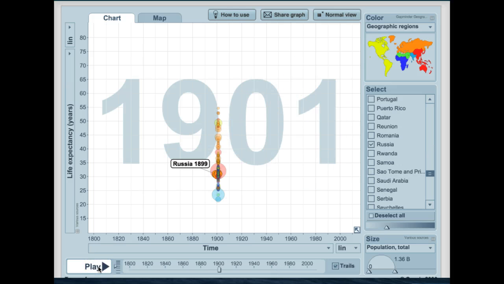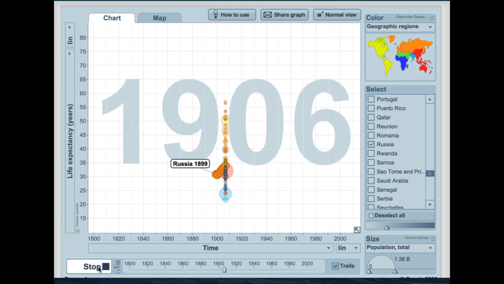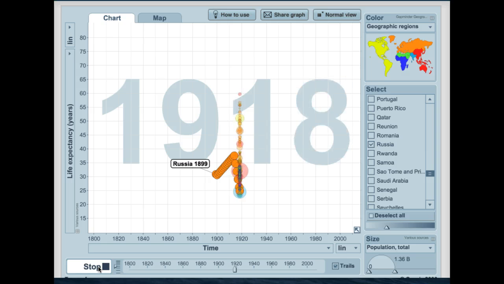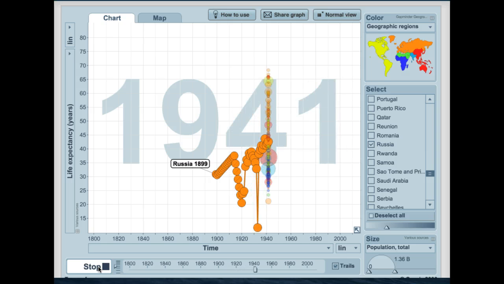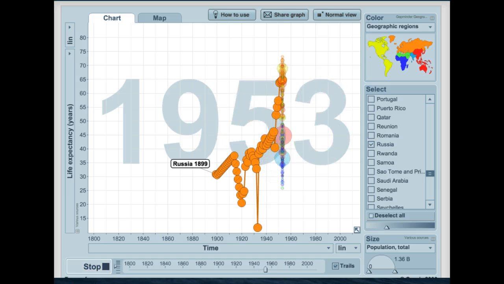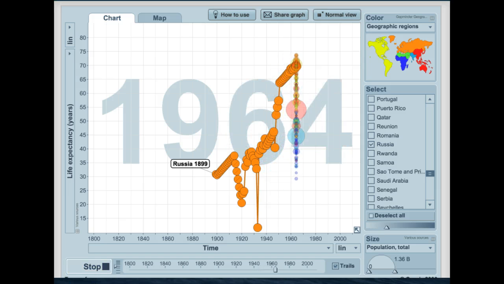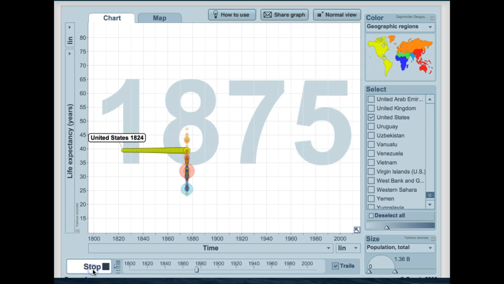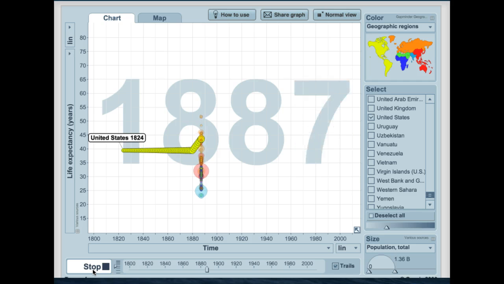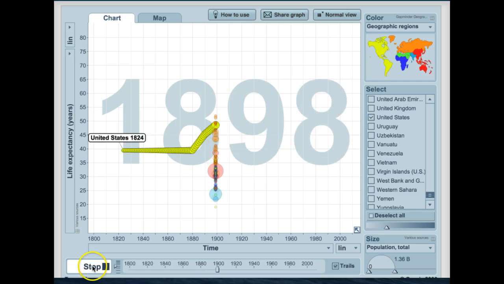Russia is a great example of what a corrupt government can do to its people. Their life expectancy drops dramatically during this time period from the 1920s to the 1930s. At one point, they have a life expectancy as low as 12. The U.S. has a consistent life expectancy that grows over time.